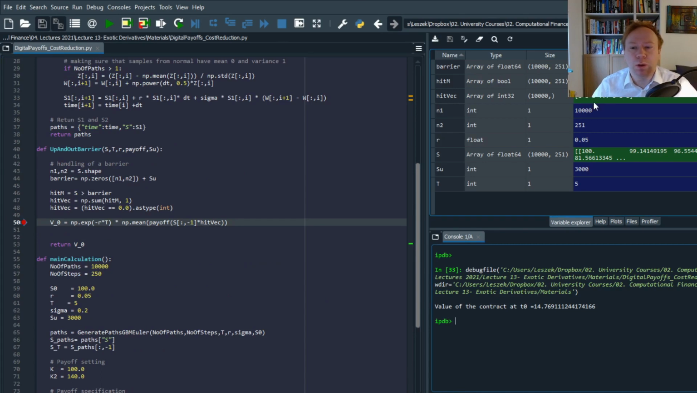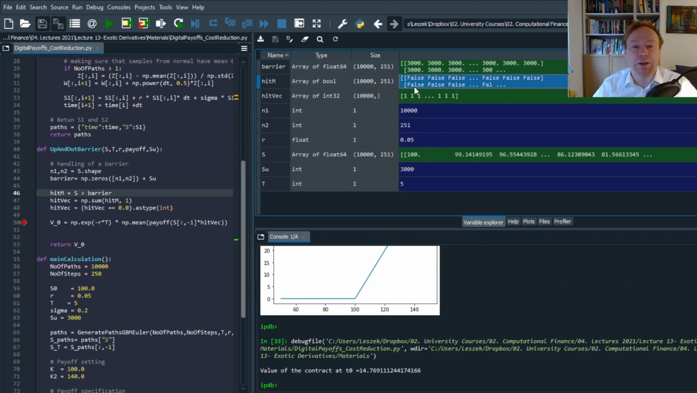Okay, so what we will see is that the matrix hit M contains falses and trues, depending on whether the stock, at each row, actually all the values in the whole matrix, are bigger than the barrier or not. This is actually what this condition here does. It will check for every path, every time step, whether the stock is bigger than the barrier. At this point that is enough. And this will result in, as you can see, the matrix here, where we have hit M. It has false, false, false, true, true, true.